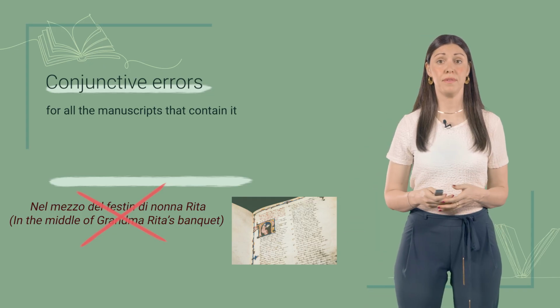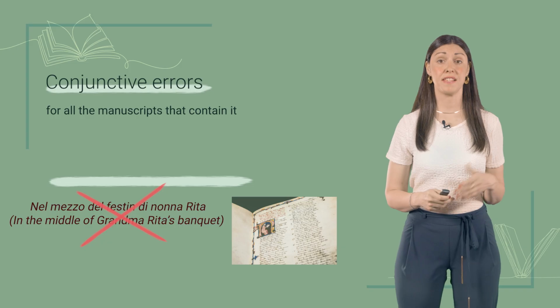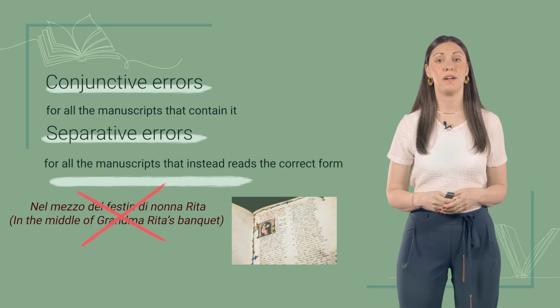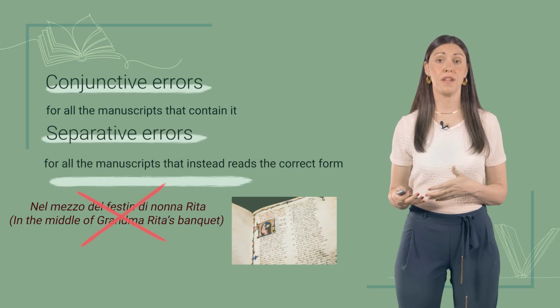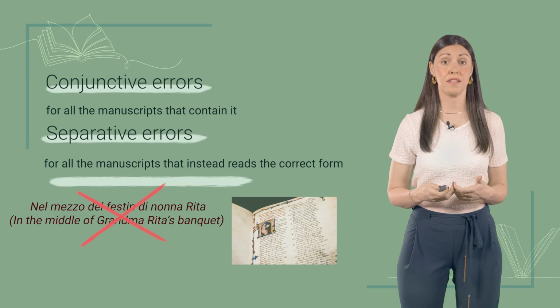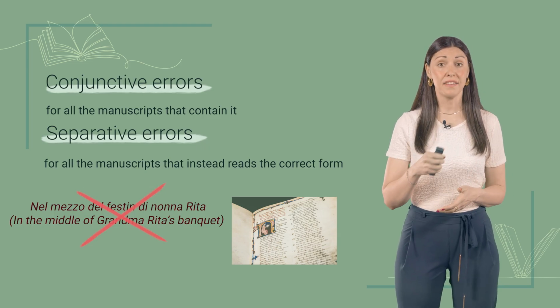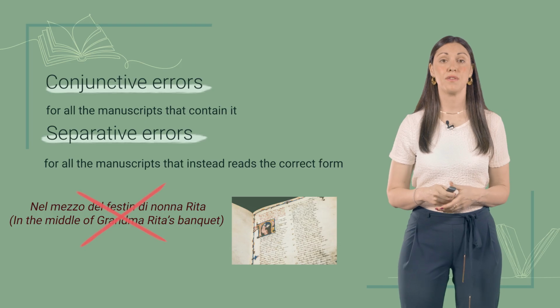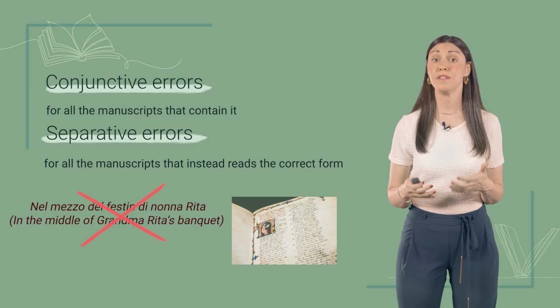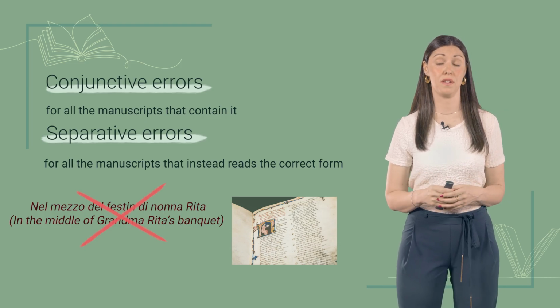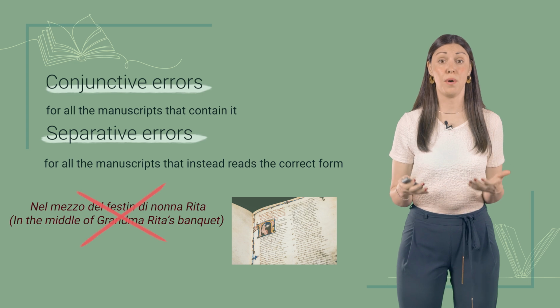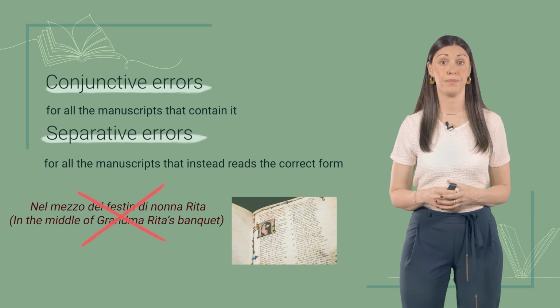At the same time, this same error has a separative value when we compare one of these manuscripts with another that instead reads the correct "nel mezzo del cammin di nostra vita." In that case, the difference suggests that the two manuscripts do not descend from the same immediate source, or at least not beyond the point where the error first appeared.